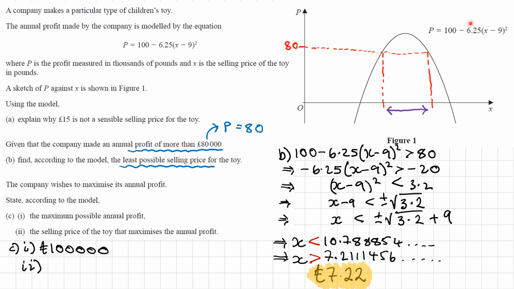And then for the second part of part C, the selling price of the toy that maximizes the annual profit. So again, we can just look at the model and work out the answers. I will get a value of 100 when I subtract nothing, 0. How am I going to subtract 0? When the bracket here is equal to 0, when x is 9, then this whole part of the expression becomes 0. There's nothing to take away. I get the maximum. So that will be when x is 9. So the selling price of the toy would be £9. And we can just state those values without actually doing any working, because it uses the word state here. Just write the answers down.